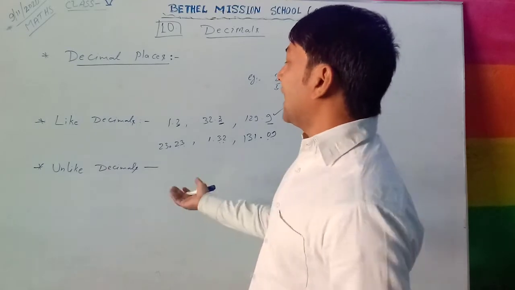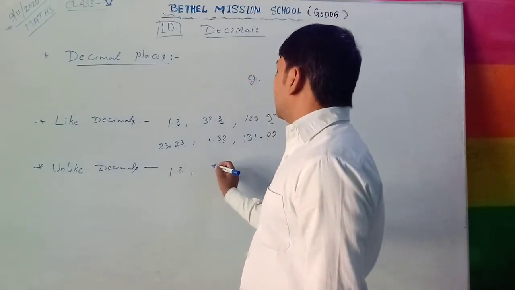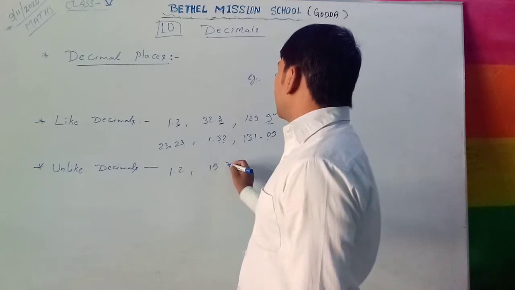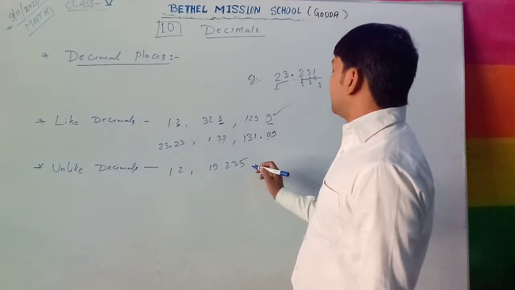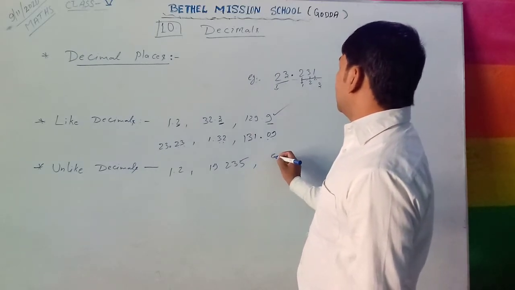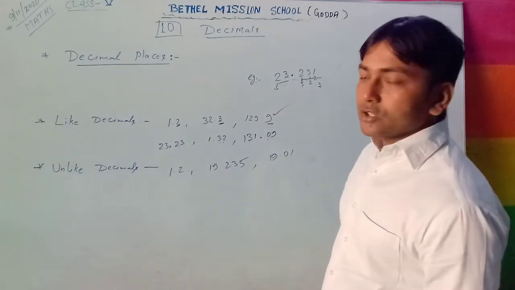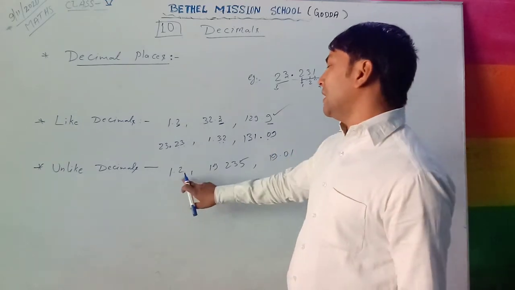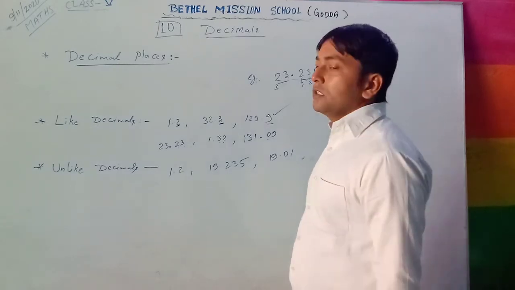Okay, and unlike decimals are those where the decimal places are different: 1.2 or 19.235, there is 1 decimal place, there are 3 decimal places, or 19.01, there are 2 decimal places. So all are different: 1, 3, and 2.